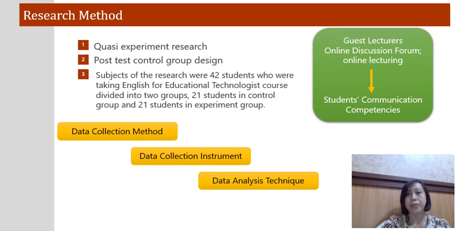The variables of the research are guest lectures, online discussion forum, and online lecturing as independent variables, and student communication competencies as the dependent variable. The method to collect the data is a test in the form of a performance test. The instrument to collect the data is a performance test rubric. The collected data were then analyzed by using descriptive technique and inferential statistical technique.